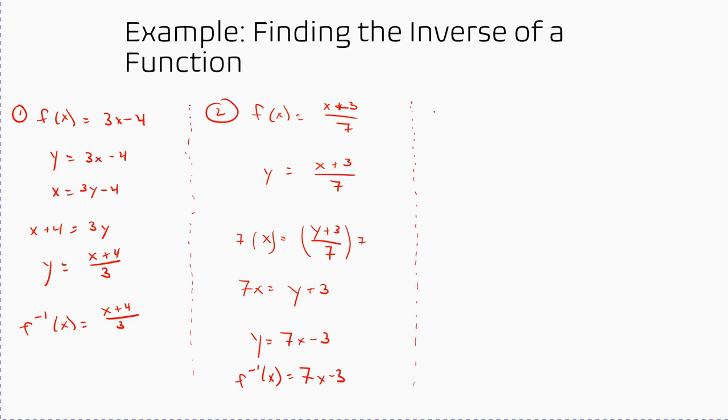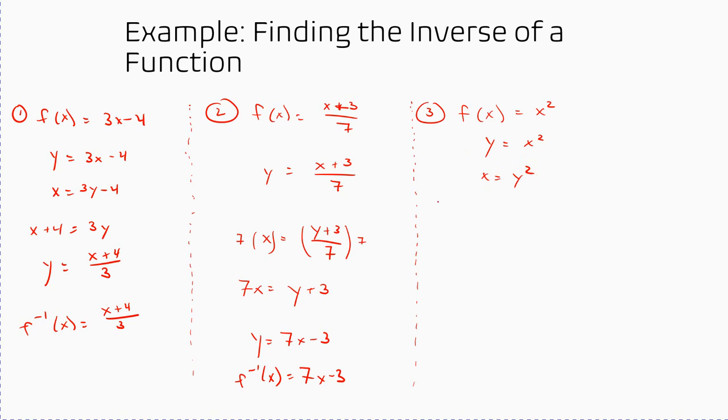Let me show you an interesting one here, just so you can see something. Let's look at f of x is equal to x squared. Let's just look at that one and watch what happens. So you're going to get y is equal to x squared. You're going to interchange them, so you're going to get x is equal to y squared.